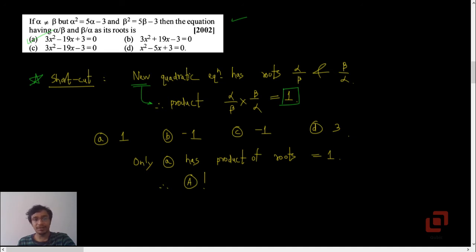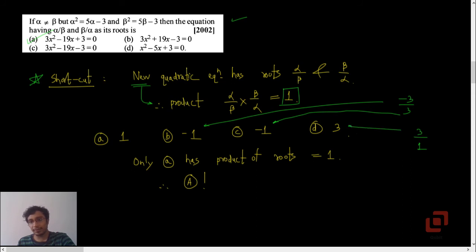Yes, let us check B. What is the product of the roots? C upon A, minus 3 upon 3, that is minus 1. So that is not equal to 1. Let's go to option C. Again the product is C upon A, minus 3 by 3, so again minus 1. What happens with option D? The product of the roots is 3 upon 1, that is equal to 3.